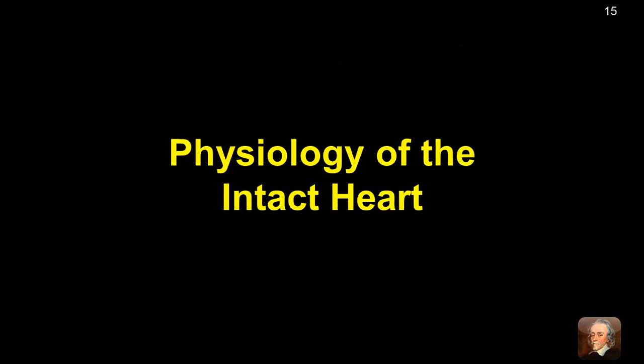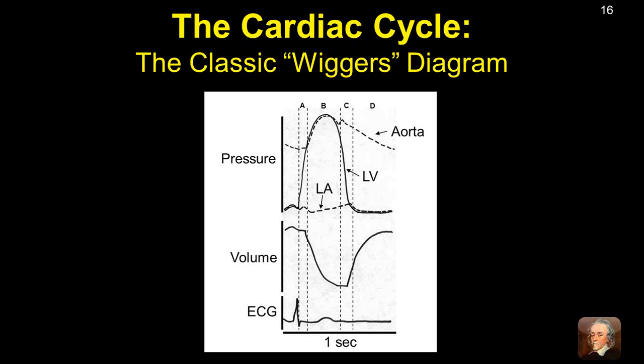So with that as kind of the background, we can now launch into the physiology of the intact heart. The foundation for understanding the events that occur during the cardiac cycle has been known for over a century, and they've come to be readily and commonly illustrated by what's called the Wiggers diagram. This was presented by Carl Wiggers in the 1920s, and what he did was just make a time plot of the various parameters that one could measure that characterize heart and vascular properties.